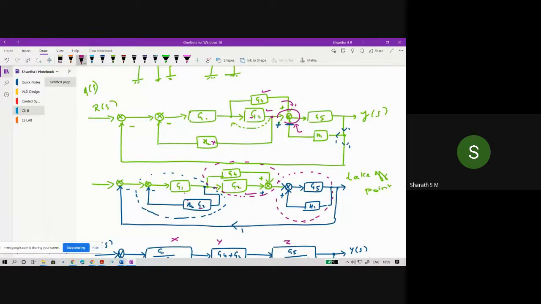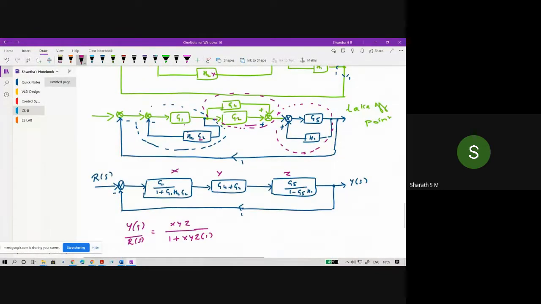According to that, write down the equations. At the last, all are in series, so just make a product of those, and then it is signal 1. Just write down the negative feedback equation. If you have any doubts, ask me regarding this problem.